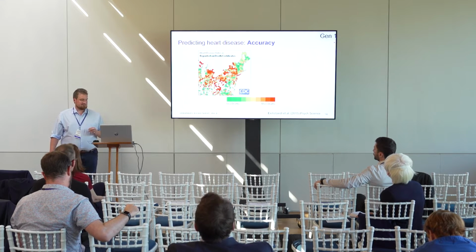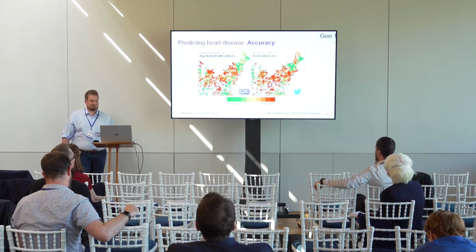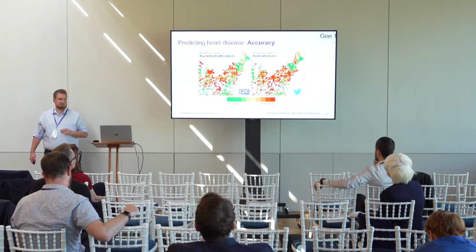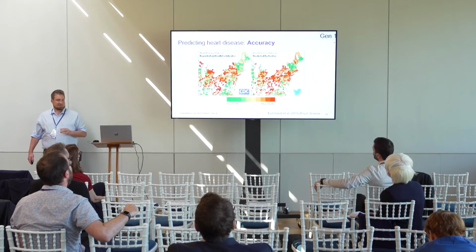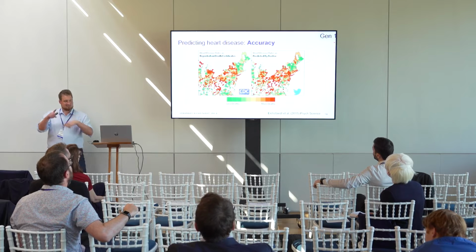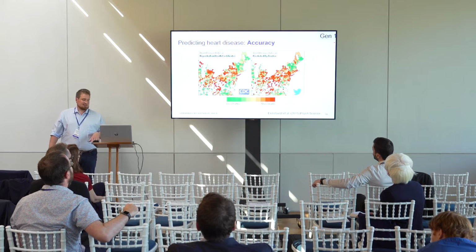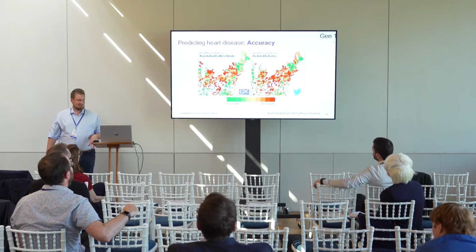And so on the left, you see what's on death certificates. On the right, you see the Twitter predictions. These are all held out counties in the cross-validation framework. Well, how good is this? That looks very good, doesn't it? Well, maps are misleading because maps are always the same.